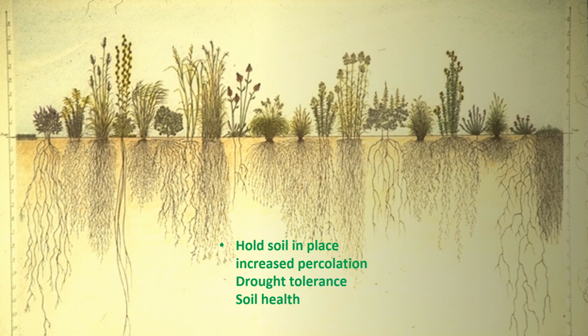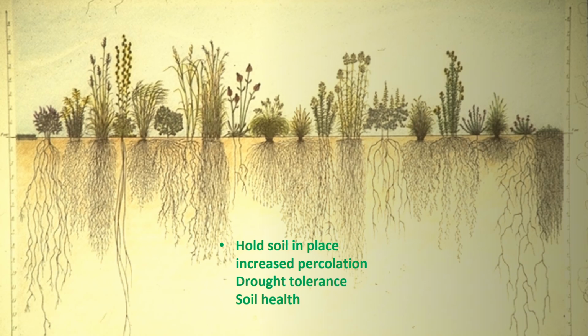This is a slide I love to use, just a representation. And most of you have probably seen this. It's a good representation of what native plant root depths are like. So the one on the far left there with no root mass is normal turf grass, and all these other species are to some degree root depths of natives.